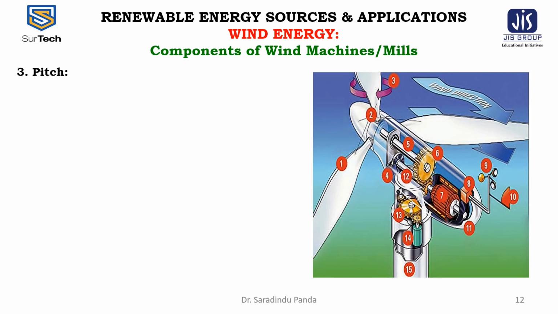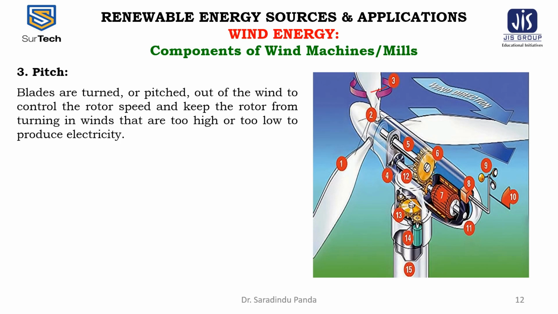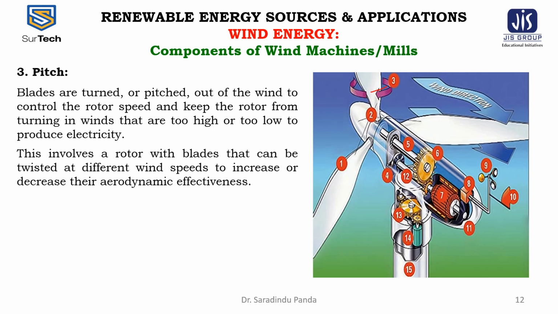The third component is the pitch. This is the pitch. Blades are turned or pitched out of the wind to control the rotor speed and keep the rotor from turning in winds that are too high or too low to produce electricity.